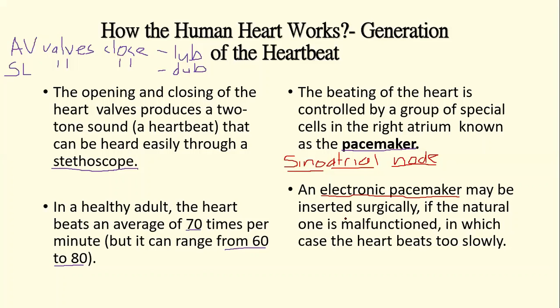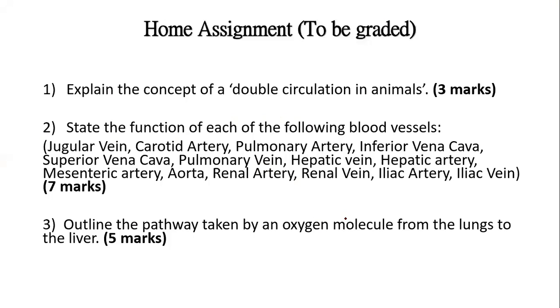Now I have some homework for you. I want you to explain what is meant by a double circulation in animals, for 3 marks. Then I want you to state the function of each of the following blood vessels: the jugular vein, the carotid artery, pulmonary artery, inferior vena cava. For these blood vessels, state the function of them for 7 marks.